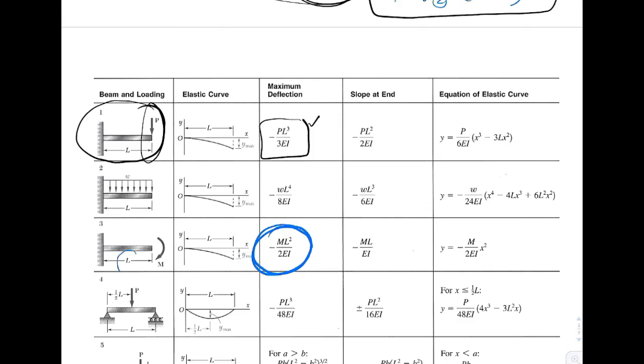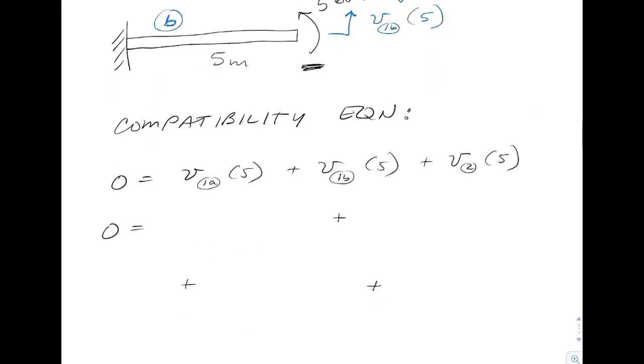Again, remember that L is the distance from the wall to the applied moment, not the length of the beam. In this case it is, because the moment is applied all the way out at the end of the beam. And here would be the slope at the end, which would be ML over EI. So let's go ahead and apply those.